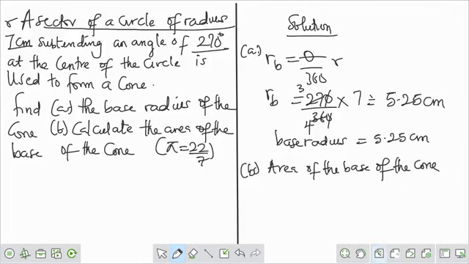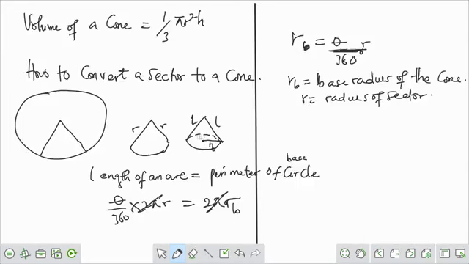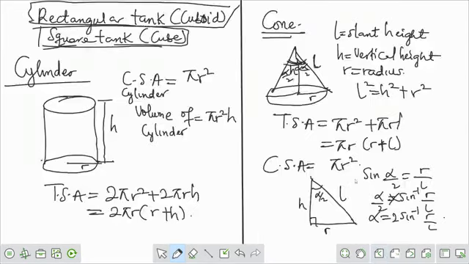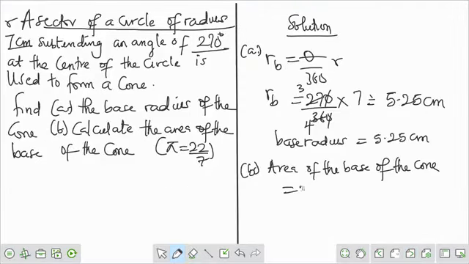And earlier on I told you that the area of the base of the cone is pi r square. So this is the formula we are using. So pi r square, and that will be 22/7. What's our radius? 7 square. 7 here. 22 times 7. So that's just press your calculator and get your answer.